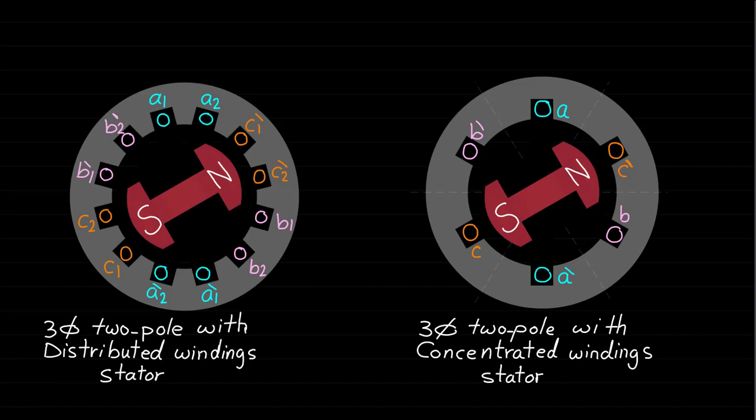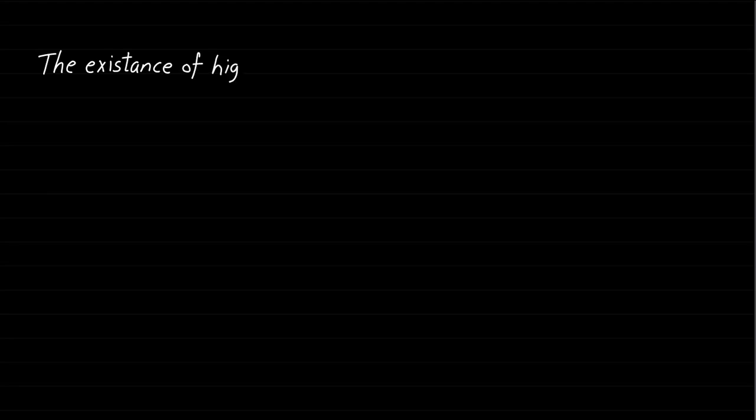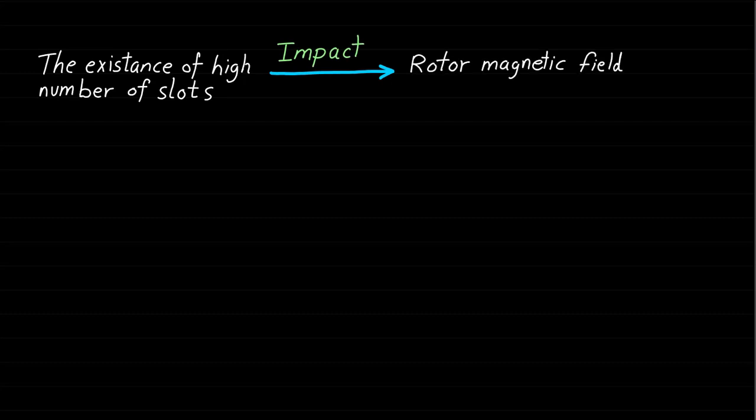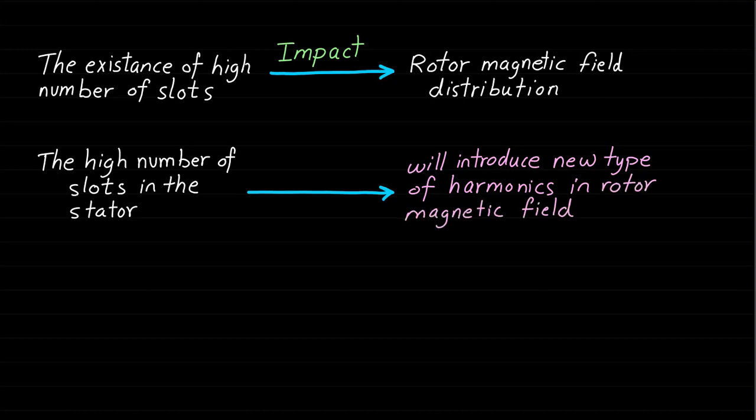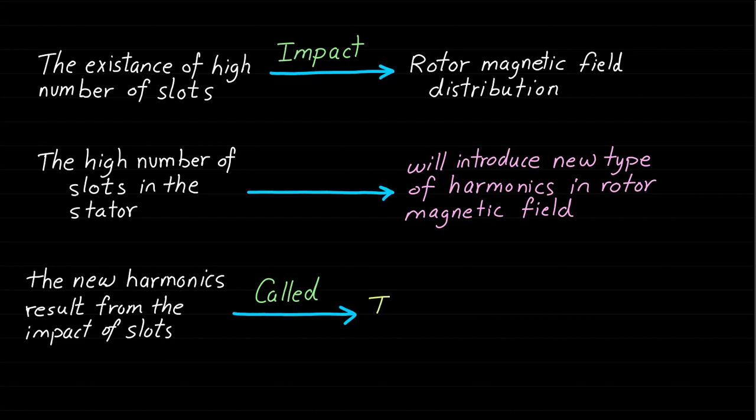Although distributed windings offer advantages over concentrated windings, the high number of slots will impact the rotor magnetic field distribution and introduce a special type of oscillation, ripple, or harmonic components in the rotor magnetic field distribution. This type of harmonics is called slot harmonics or tooth harmonics. Note that slot harmonics can also appear in the induced back EMF voltage if we do not eliminate these harmonics from the rotor magnetic field.